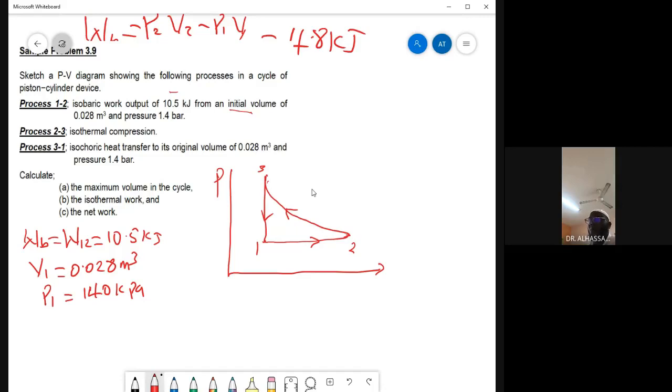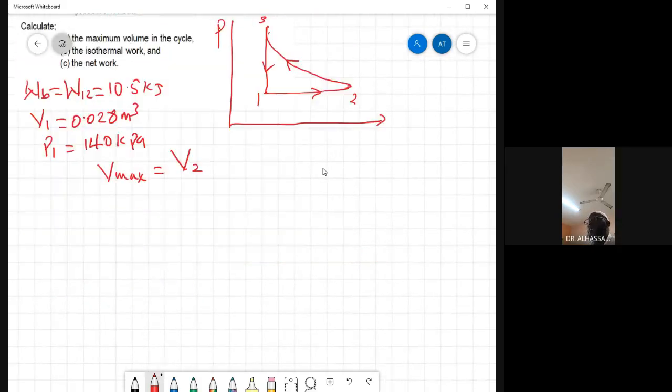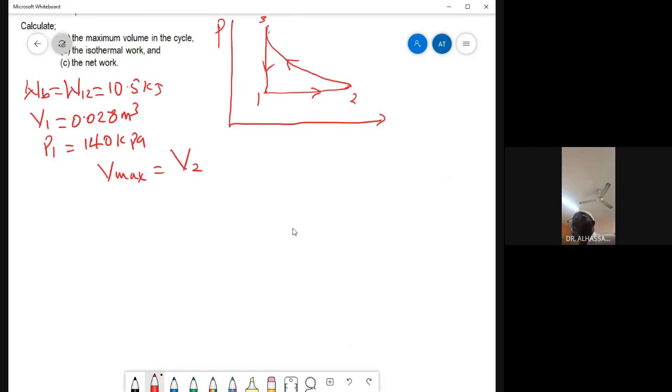Now determine the maximum volume. So what is the maximum volume? Vmax equals V2. So V2 will be the maximum volume in the cylinder. How do we determine this maximum volume? We need to consider process 1 to 2.